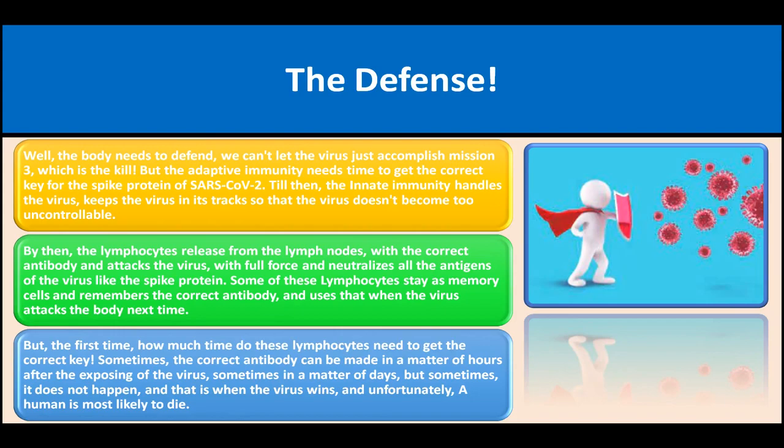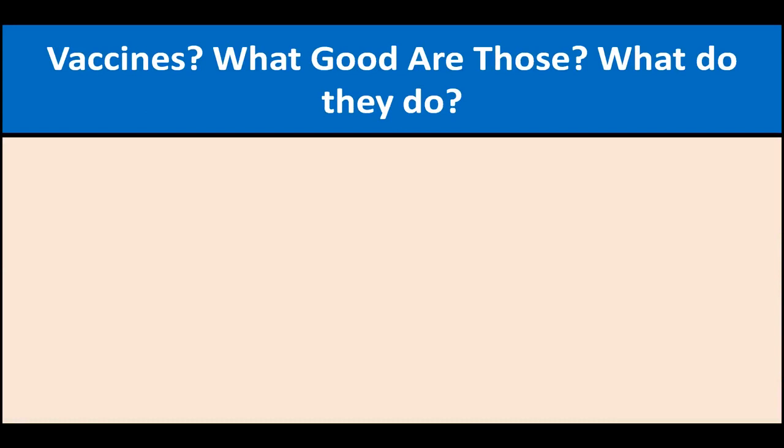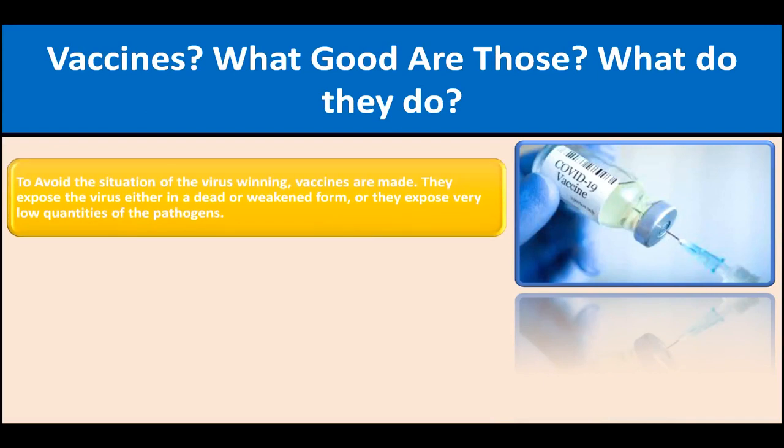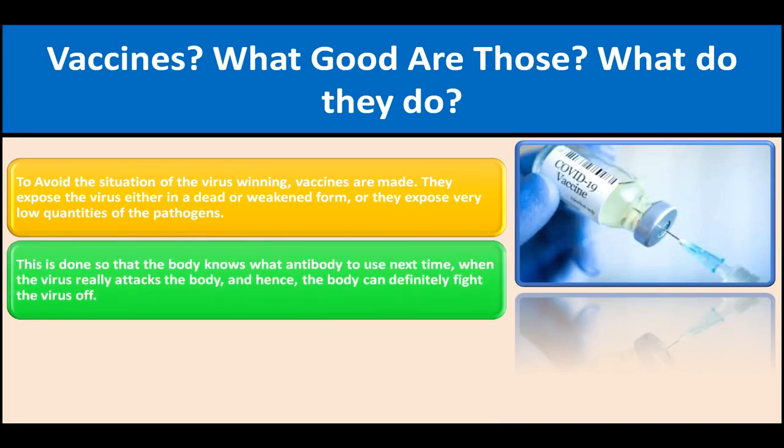And there come the vaccines. What good are those and what do they do? To avoid the situation of the virus winning and obviously us losing, vaccines are made. They expose the body to the virus either in a dead or weakened form, or they expose very low quantities of the pathogens. This is done so that the body knows what antibody to use the next time when the virus really attacks the body. And hence, the body can definitely fight the virus off.